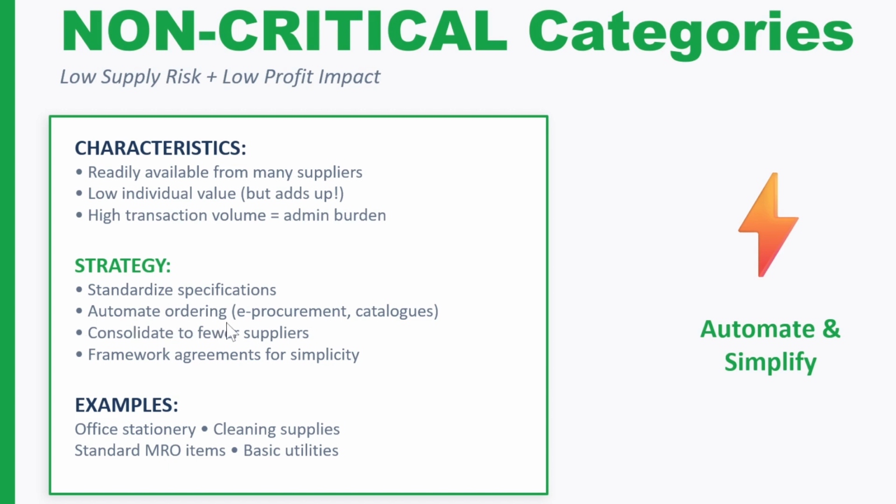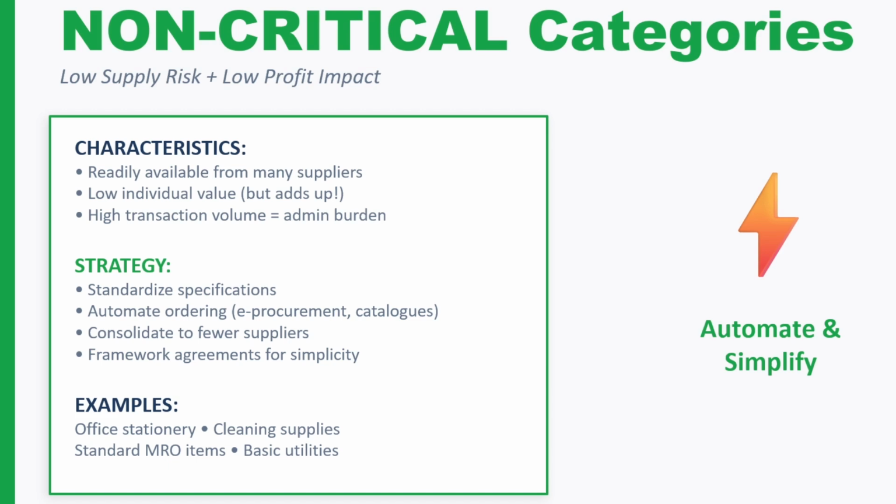Then you need to automate ordering. Since it is such a low-value item, you need not assign any procurement specialist to do the negotiation. Even if you get a discount of 20%, 30%, it is not going to make any significant impact on your spend or on your P&L. You need to consolidate to fewer suppliers so that you can secure the supply because it is easily available. There is no supply risk, and there should be some framework agreement for simplicity. Just like whenever I'm going to buy, I will be buying one truck of it or a particular category.